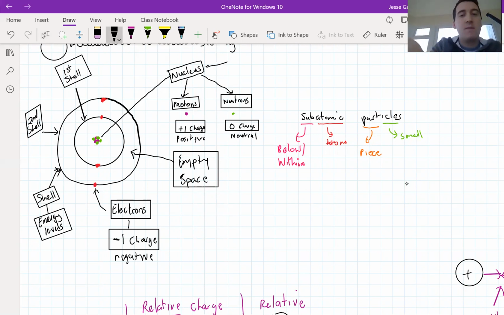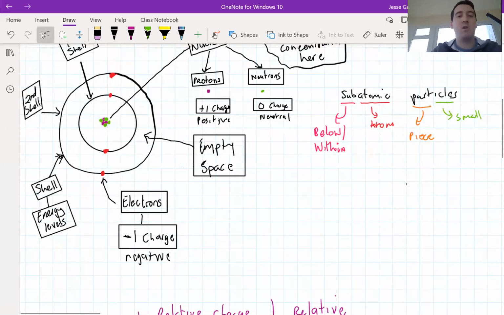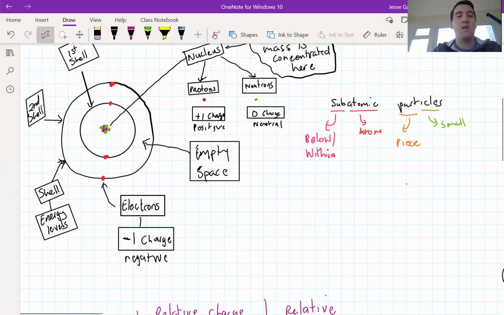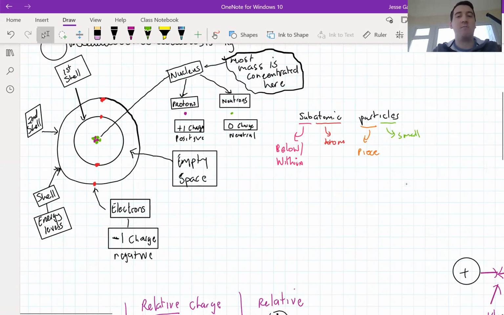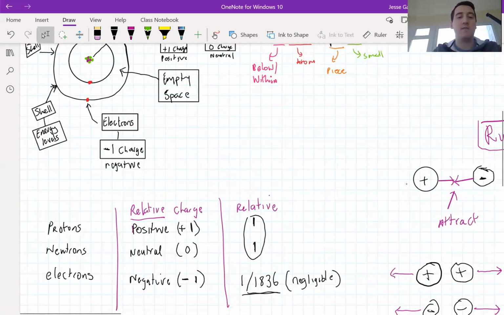So we say that most of the mass is concentrated in the nucleus, which means this is a really small space, but all of the mass is found here. The rest of the atom is mostly empty space. There's no mass there. You just have these electrons whizzing around in these circle paths, and they barely have any mass. So nearly all of the mass is in the nucleus, and the rest is electrons whizzing around. They're really, really tiny masses.